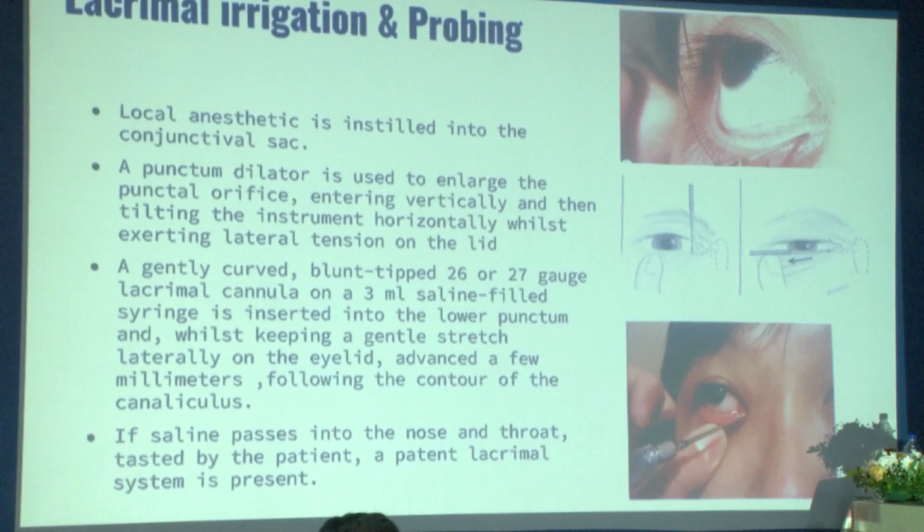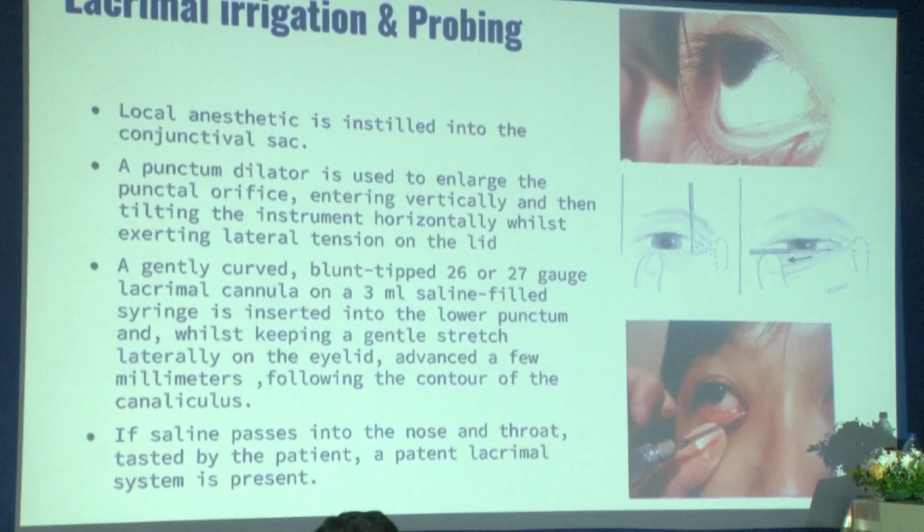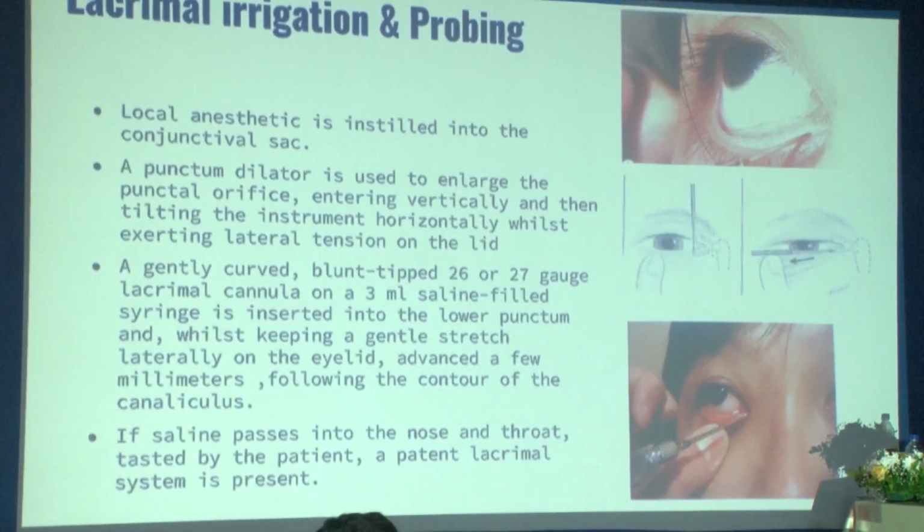So now we have to find out where is the cause. We'll do lacrimal irrigation and probing. Last point: if saline passes into the nose and throat, tested by the patient, a patent lacrimal system is present. So the system is patent. Then again, no DCR needed.